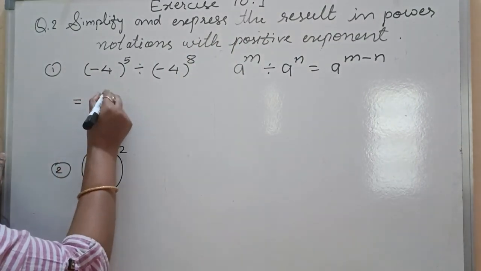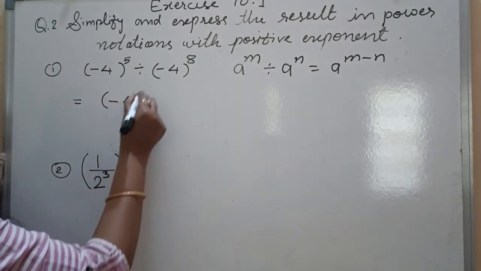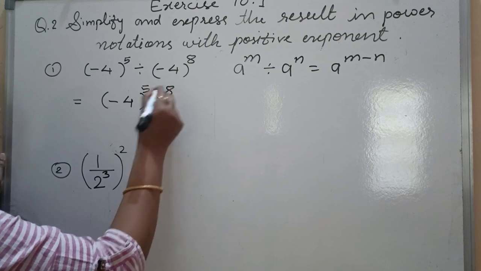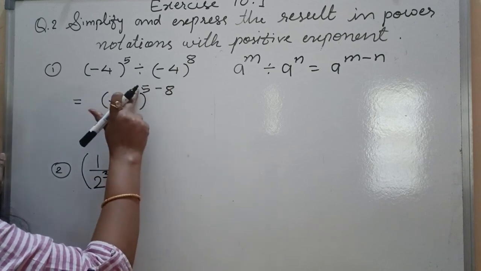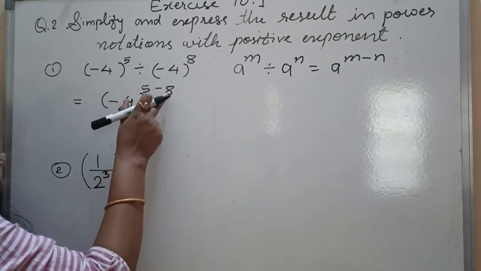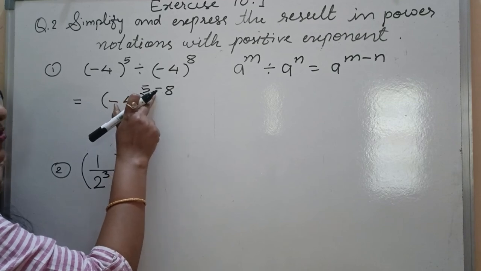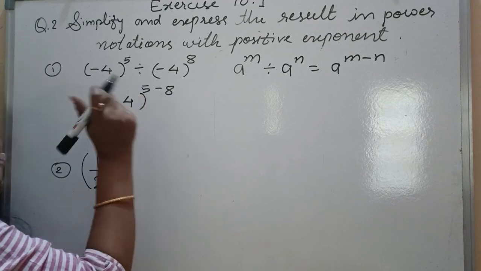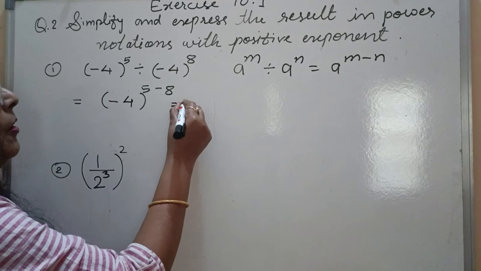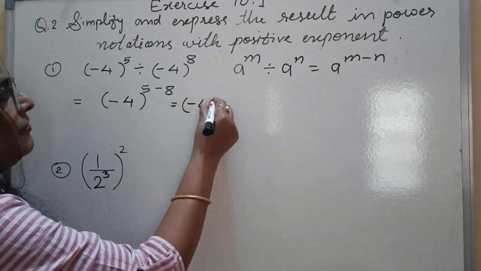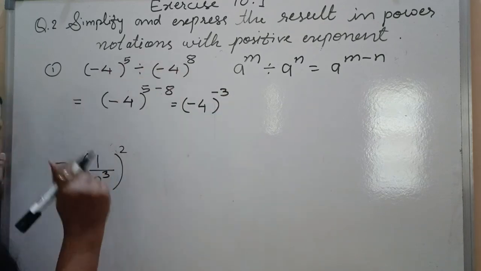What you will get here? Minus 4 raised to the power 5 minus 8. Here opposite signs plus minus, therefore you will subtract. 8 minus 5 is 3. Bigger number sign is minus. Therefore, what you will get here? Minus 4 raised to the power minus 3.